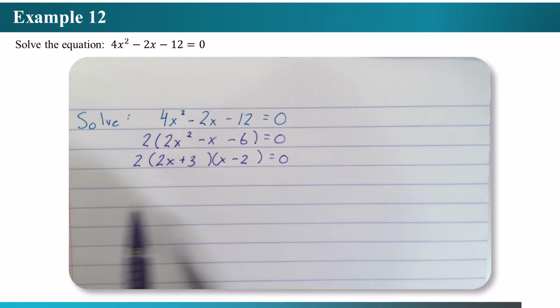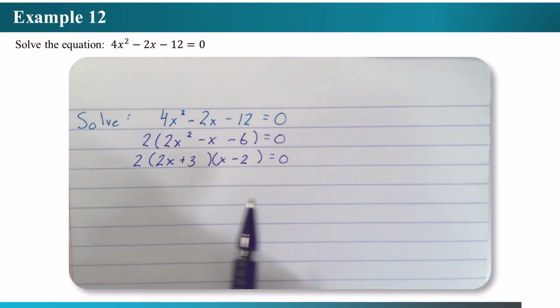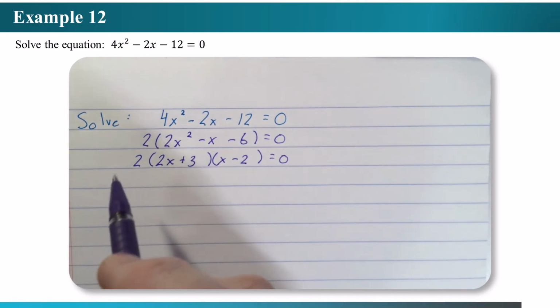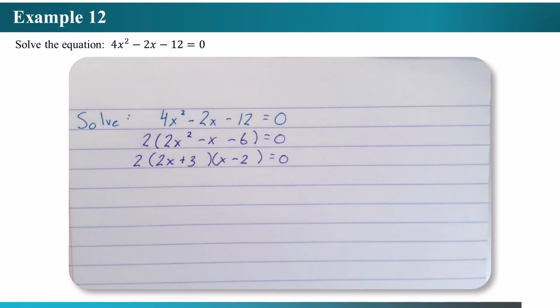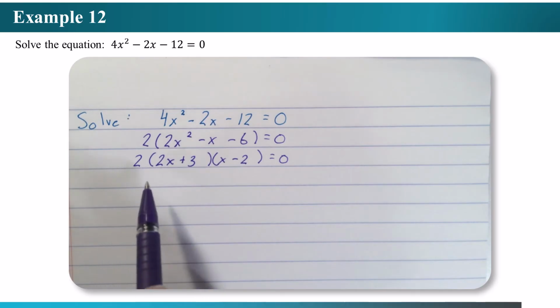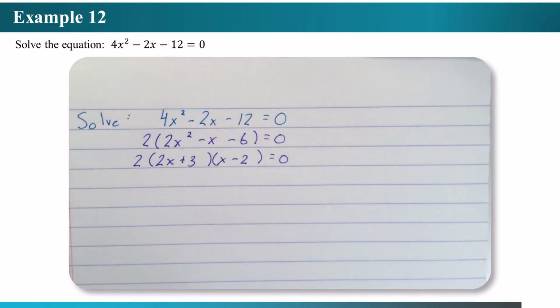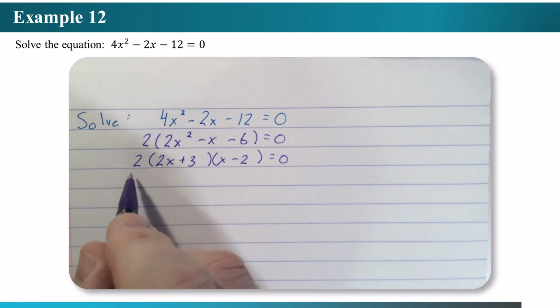And now to get all my solutions, what I need to do is set each factor equal to 0. And this is using something that's called the zero property. It says that if you have something times something times something and all that equals 0, then each one of those things has to be set equal to 0 to get all possible solutions. So I have a 2 right here.